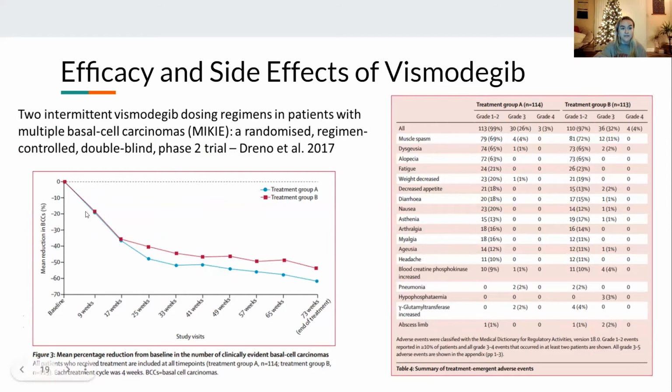The graph on the left shows the reduction in basal cell carcinomas across 73 weeks of treatment. And on the right is the most commonly reported adverse effects among both treatment groups.